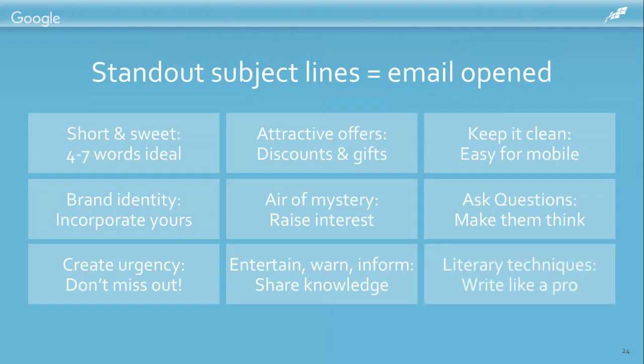And finally, literary techniques. Writing like a pro can really help with eye-catching headlines. Think about using allusion, alliteration, onomatopoeia in your subject lines because they work for authors and advertisers, and it's an absolutely easy way to get you to the next step.